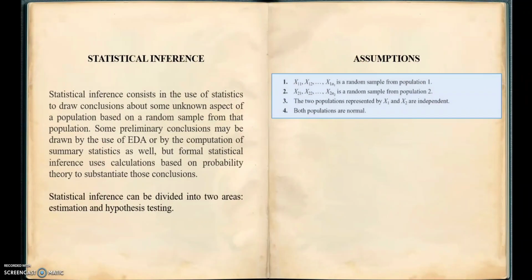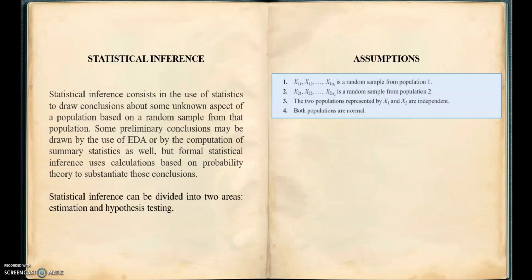Next, we have statistical inference and its definition. Statistical inference consists in the use of statistics to draw conclusions about some unknown aspects of a population based on a random sample from that population. Some preliminary conclusions may be drawn by using engineering data analysis or by the computation of summary statistics as well. But formal statistical inference uses calculations based on probability theory to substantiate those conclusions.